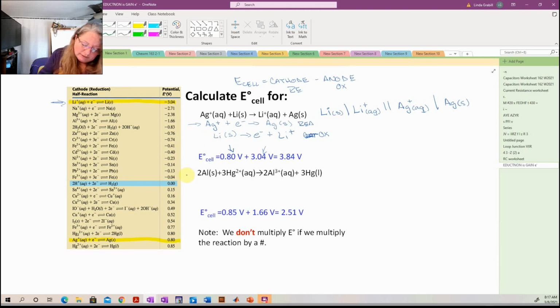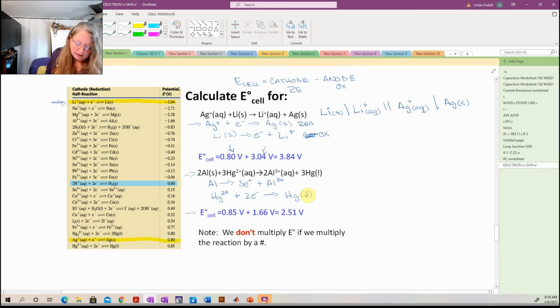So give this one a go. See if you can justify how I got to here. Okay, let's look at it. I have aluminum. And what am I doing? I am going to lose 3 electrons, plus my aqueous solution, Al3 plus. And then the other one is I'm going to start off with my mercury ion and then gain 2 electrons and go to liquid. It's mercury.